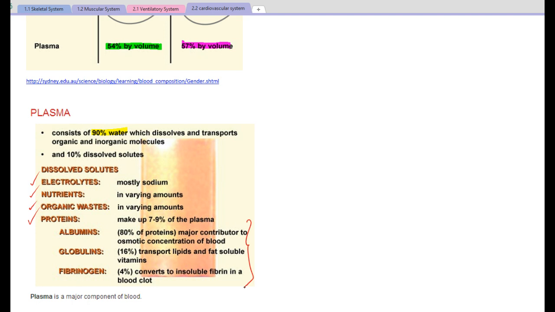One of the things that we will talk about again in energy systems is the free fatty acids in the blood and how they get transported, and it's within this the globulins which transport lipids and fat soluble vitamins. The one thing that isn't mentioned as such in there that is transported within the plasma are some of the hormones.